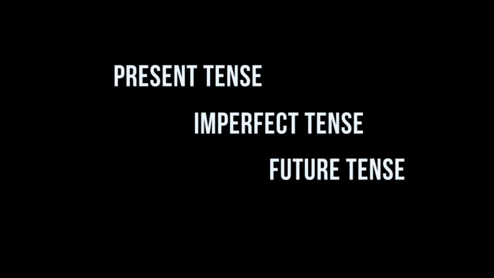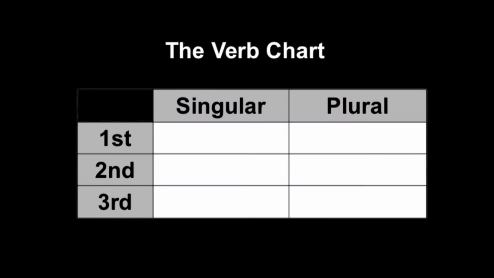But before we look at the tenses, we need to take a quick look at our verb chart. The verb chart shows us the different possibilities that exist for the subject of our verb. So of course the subject of a verb can be singular or it can be plural. You can have one person performing the action of the verb or more than one, two or a million.